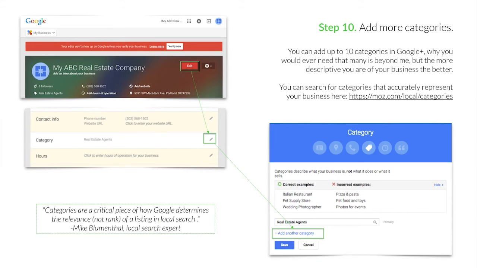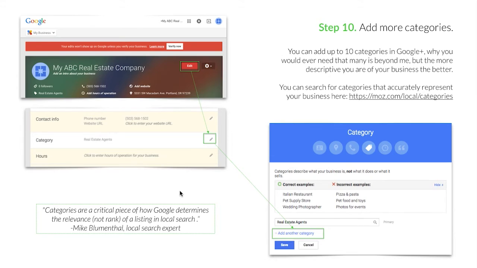All right, step 10, add more categories. You can add up to 10 categories total. My suggestion is only add categories that are relevant to your company. If they're not relevant, don't add them. But you can go into your company page, hit edit your categories, and then you can add more categories. Play around with that, but be careful not to add irrelevant categories.